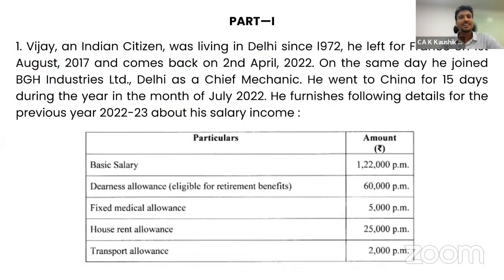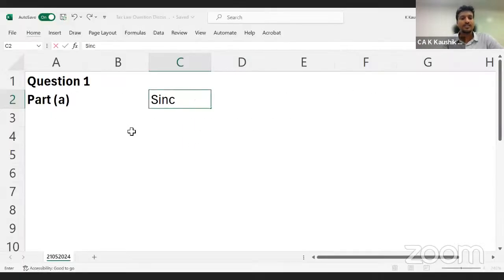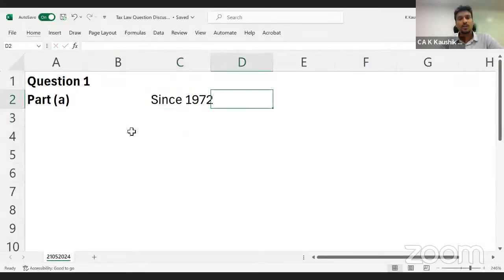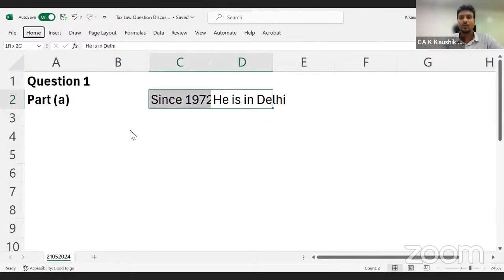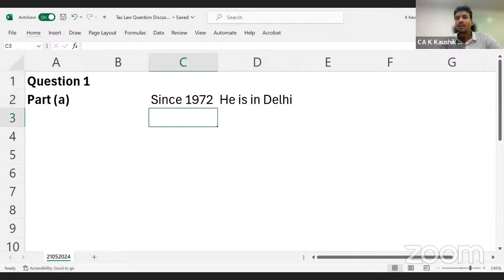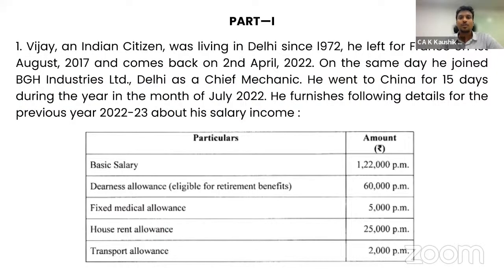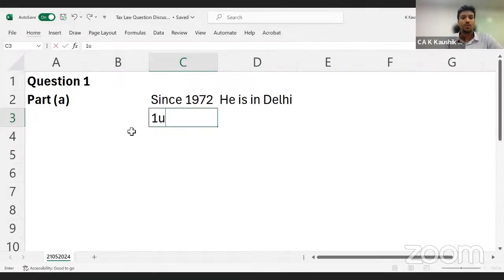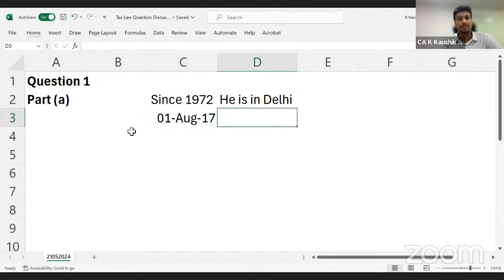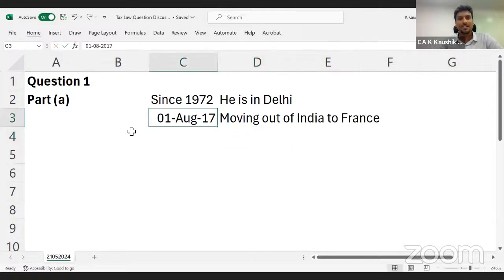Was living in Delhi since 1972. Since 1972, he is in Delhi. He left for France on 1st August 2017. 1st August 2017, he is moving out of India to France. That means from 1st August 2017, he is not in India and comes back on 2nd April 2022.